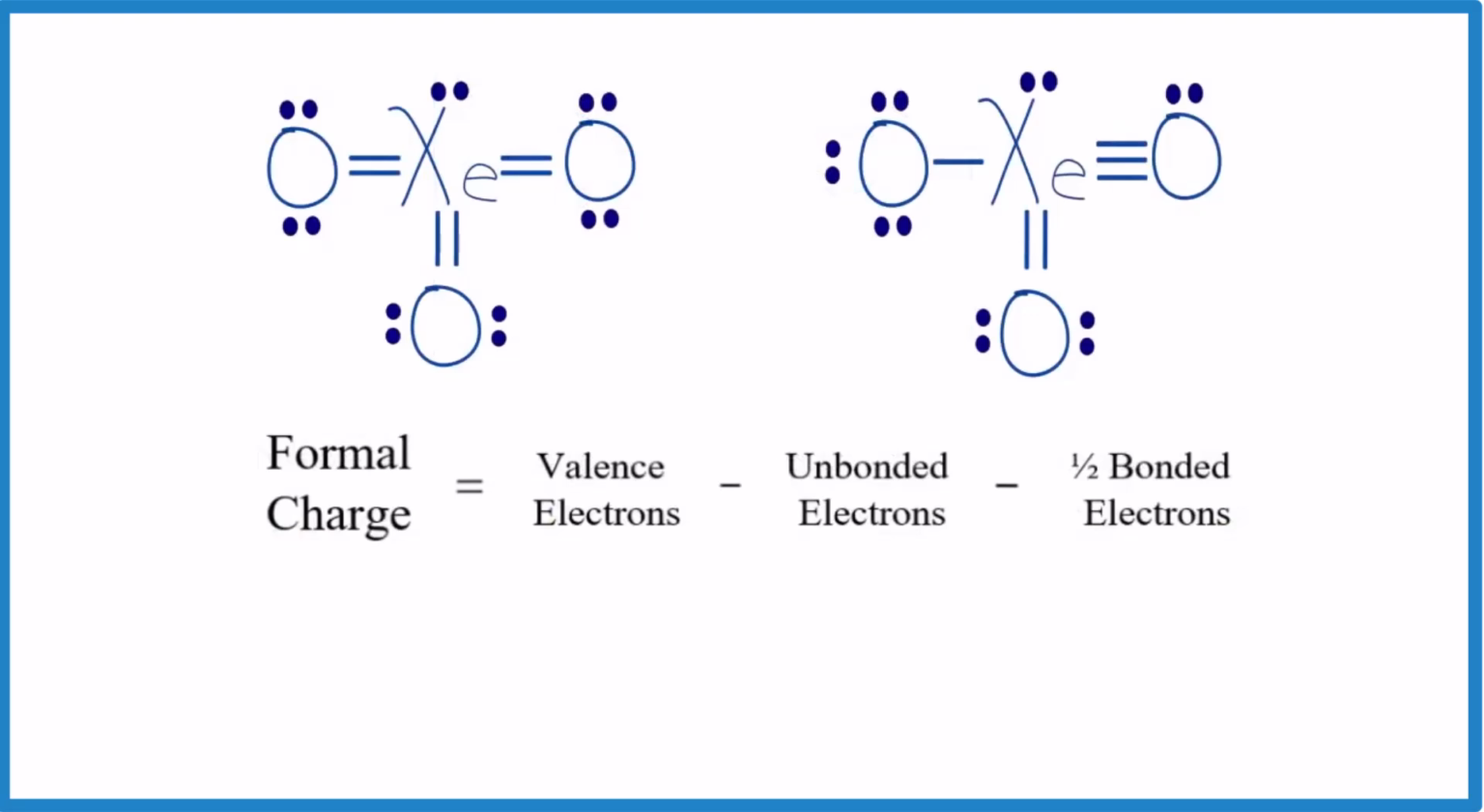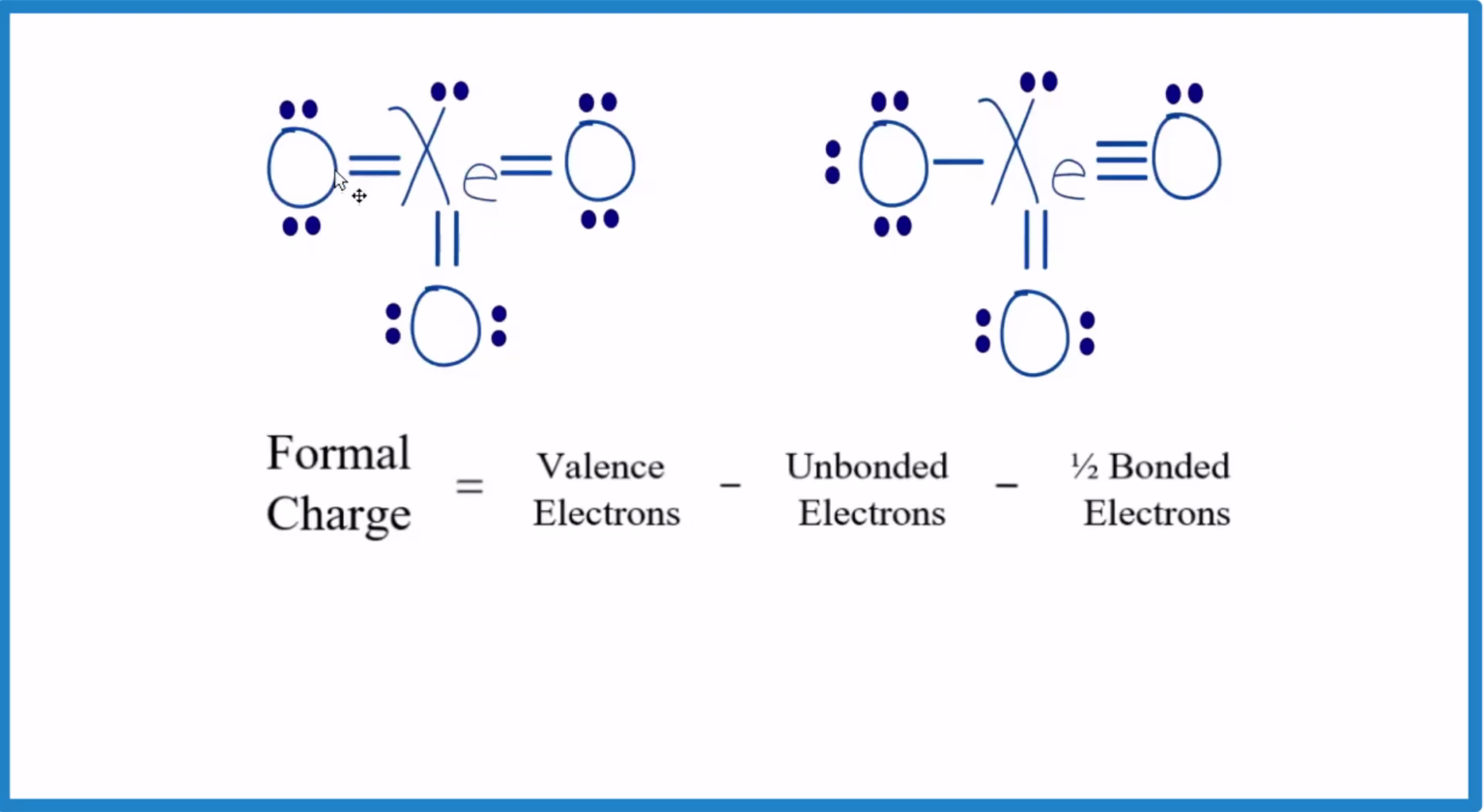For XeO3, xenon trioxide, I've drawn 2 Lewis structures, and both of these Lewis structures are correct. They follow the rules for writing Lewis structures. We have octets for the oxygen atoms on both structures. Xenon is below period 3 on the periodic table. It's an exception to the octet rule. You can have an expanded octet, so it's okay as well.